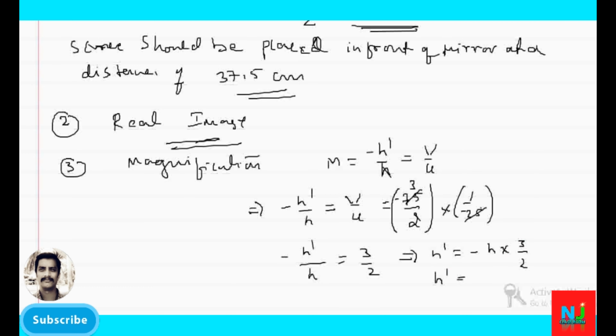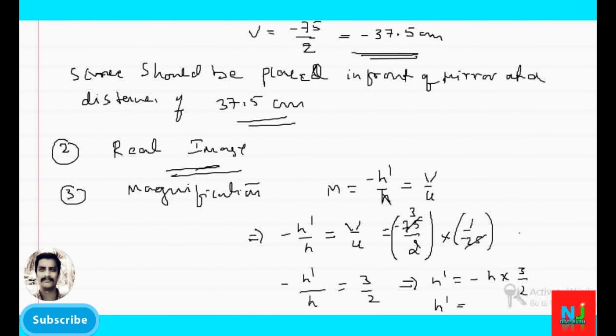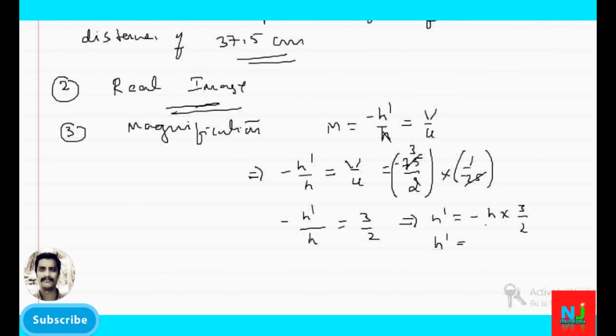So what is the height? H dash is equal to minus of, the height of the object is given, how much? 4 centimeter. So put minus of 4 into 3 by 2. 2 twos are 4, so 2 into 3, H dash is equal to minus 6 centimeter. Minus 6. There is no unit, so because of the height it is centimeter. The object height is in centimeter, the image height is also in centimeter. Remember, it is negative.